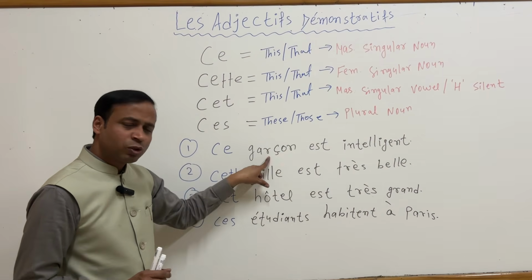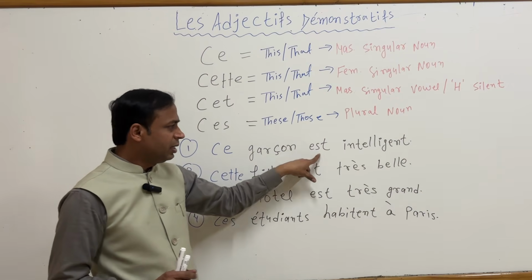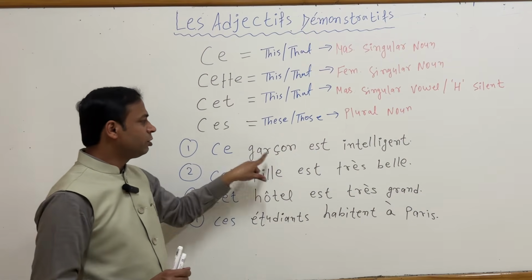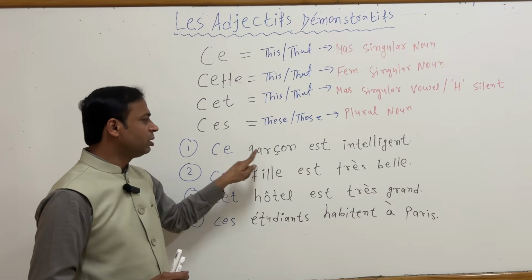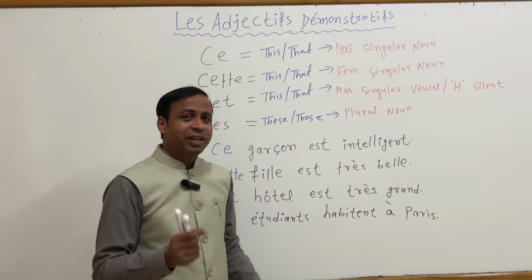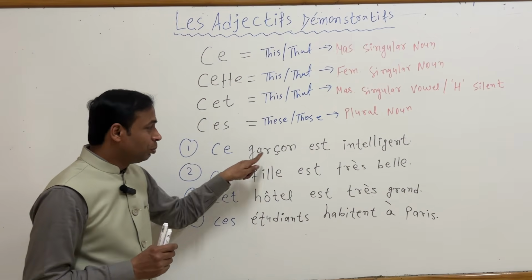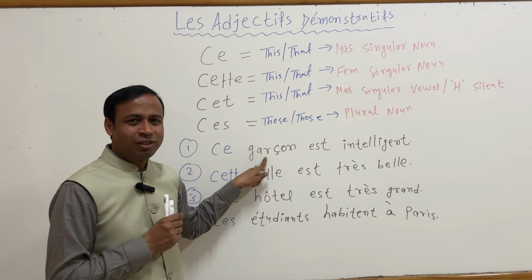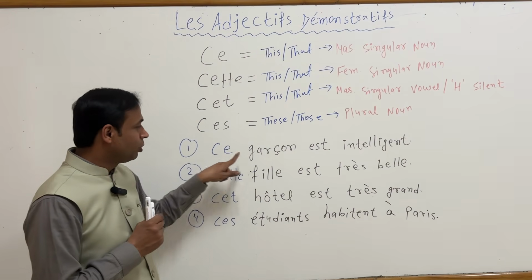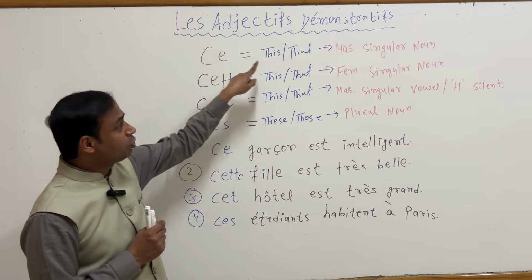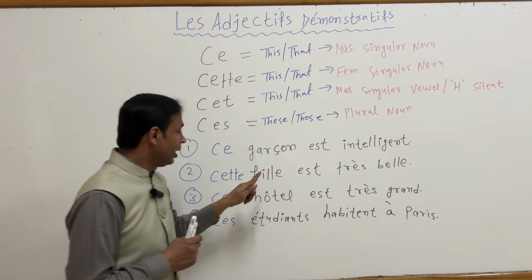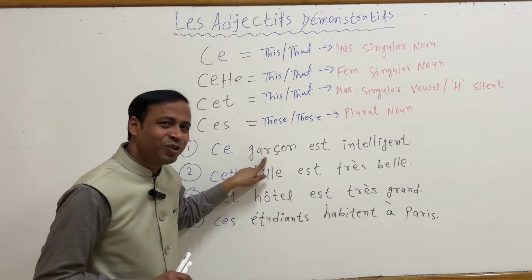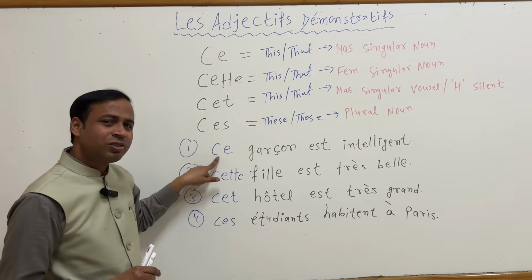This garçon is a boy, is intelligent. So this boy is intelligent. Ce garçon est intelligent. Why have I used ce? Because garçon is a boy plus it is a masculine noun, and singular. So as per the rule, ce will be used before a masculine singular noun, and here garçon is a masculine singular noun, that is why I have used ce.